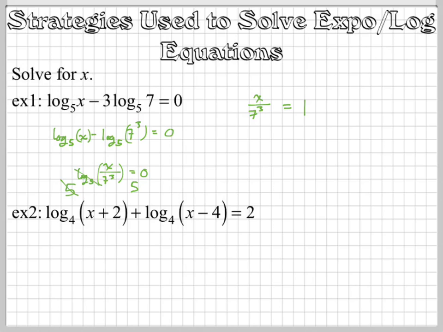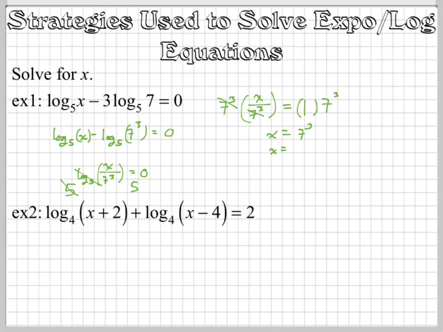Okay, now, still in my quest to get the x alone, what would I do next to get the x alone? Multiply. Do the inverse of division, because it's dividing. So we multiply both sides by 7 to the 3rd power. So we get x equals, because these cancel out, whatever 7 to the 3rd power is. What is 7 to the 3rd power?